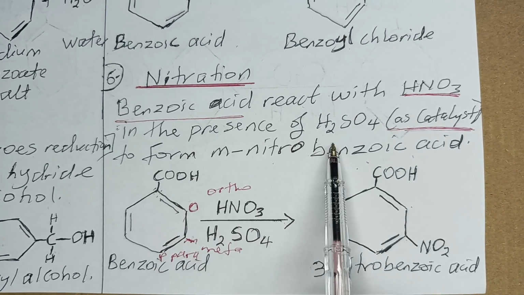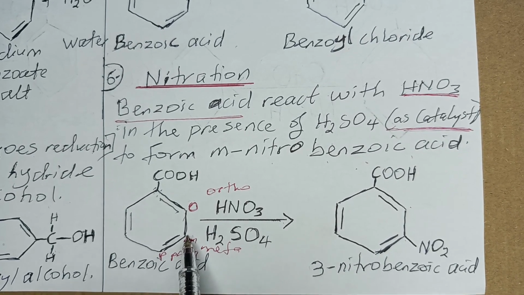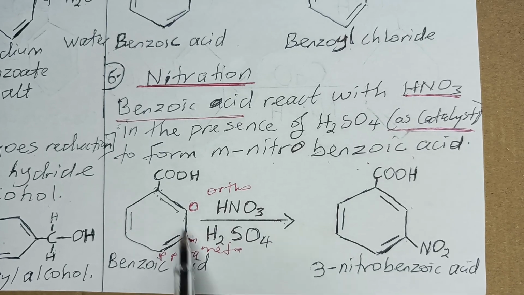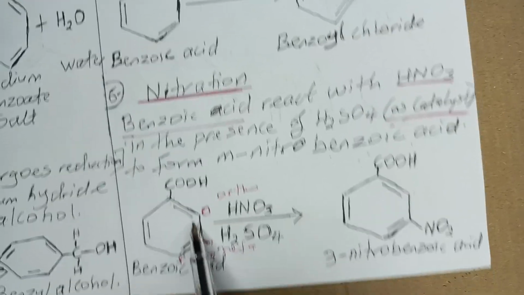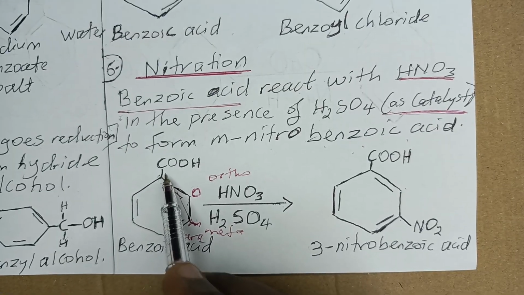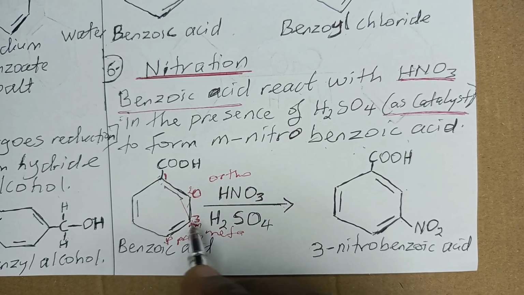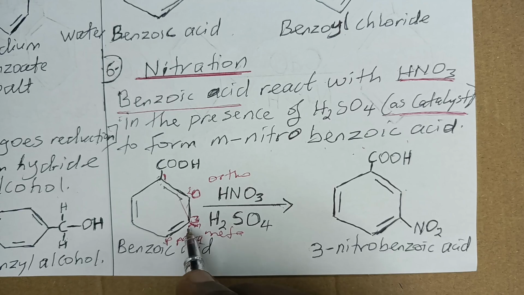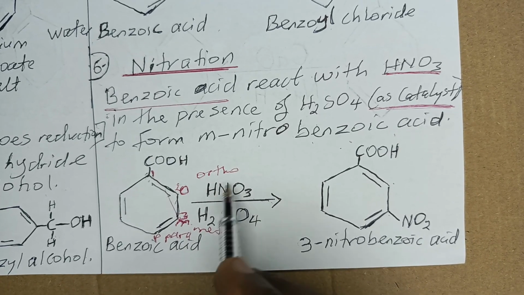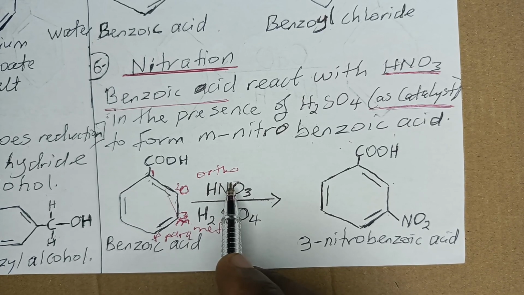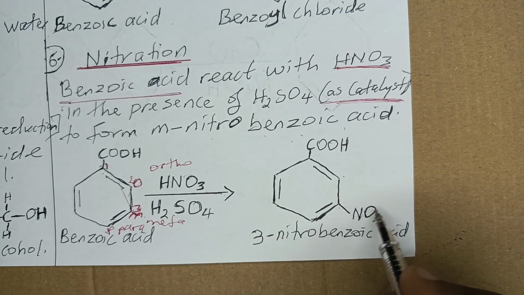Now, this nitration is meta, which is M, which is at this junction. And if you want to name it, you can count from here: 1, 2, 3. So it must be the third carbon there. So this can be the third or M. So when HNO3 reacts, it deposits NO2. It deposits NO2 here. Okay? And that's what happens.